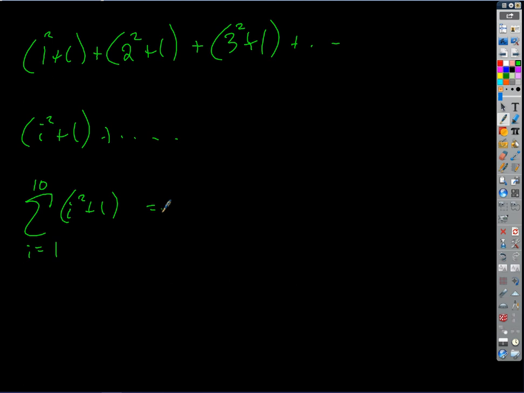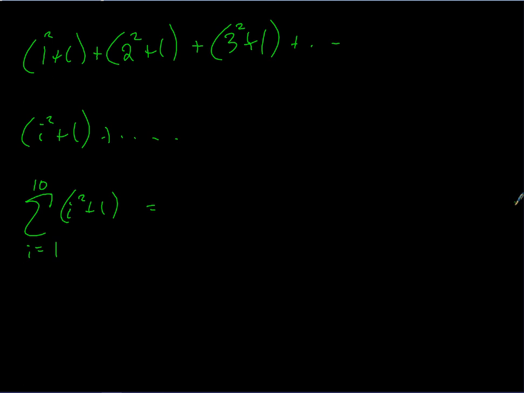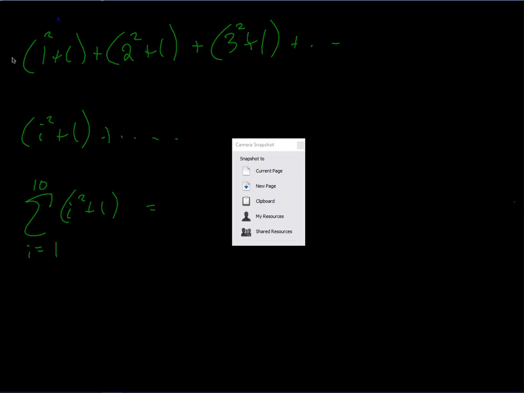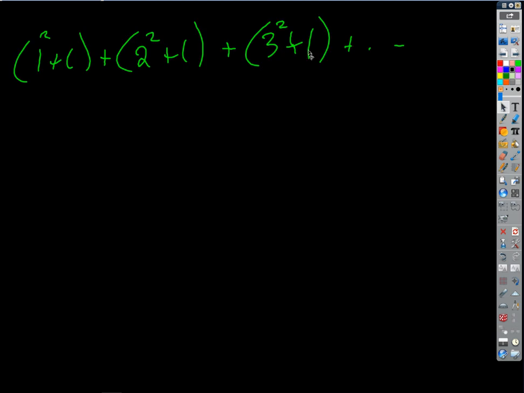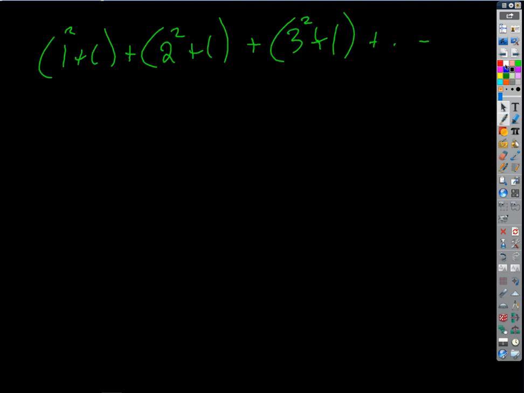So I could just as easily, if I take that, let me just grab this sum. And let's explore this a little bit, right? I don't really need those parentheses. So I could write this as 1 squared plus 1 plus 2 squared plus 1 plus 3 squared plus 1, etc. Right? How might I regroup those?